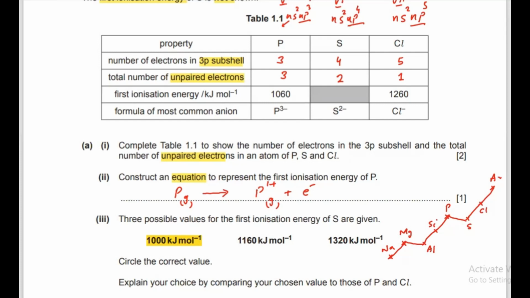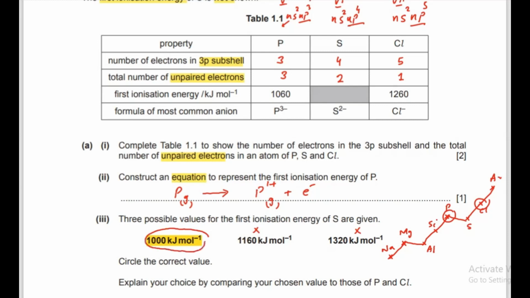Now, if we look at the ionization energy of sulfur as compared to phosphorus and chlorine, this is phosphorus, and this is chlorine. The ionization energy of sulfur is less than both phosphorus and chlorine. As phosphorus is 1060, it must be less than 1060, and chlorine is 1260, so it must be less than this number. If it is less than 1060, it should not be 1160, which is more than this number. So these two answers are incorrect. So this is the answer.